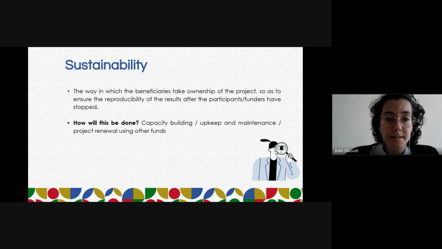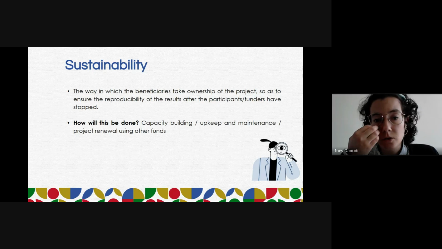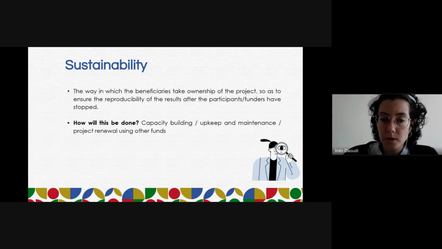Now about sustainability. It is a key factor that we need to take into consideration, because it refers to the process by which beneficiaries assume responsibility and take control of the project: beneficiary ownership. A project is considered to be truly owned when beneficiaries understand it, when they participate in the design, the implementation, and the evaluation, and when they acquire the skills and knowledge needed to continue the project's activities after external funding ends. This is a very important part.